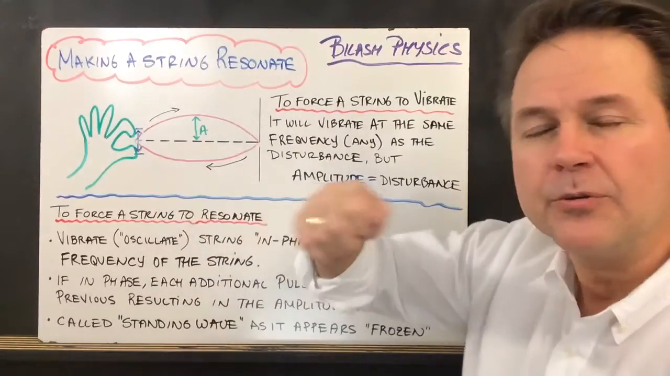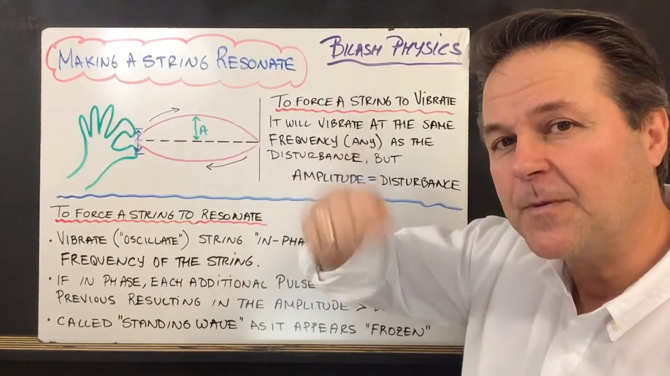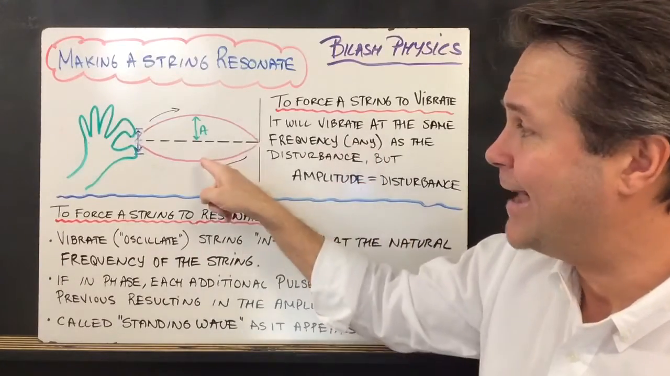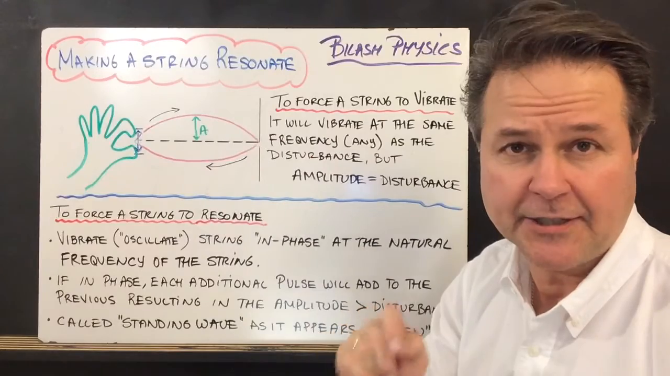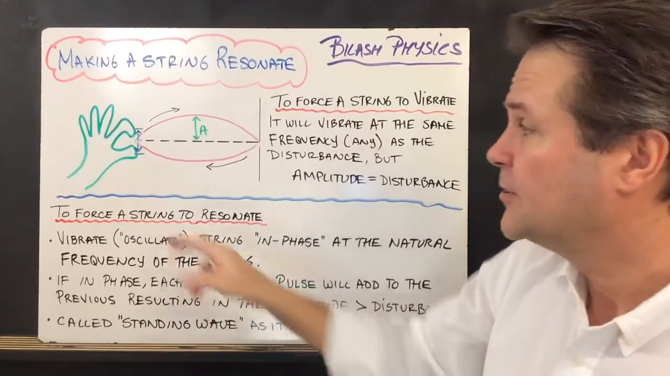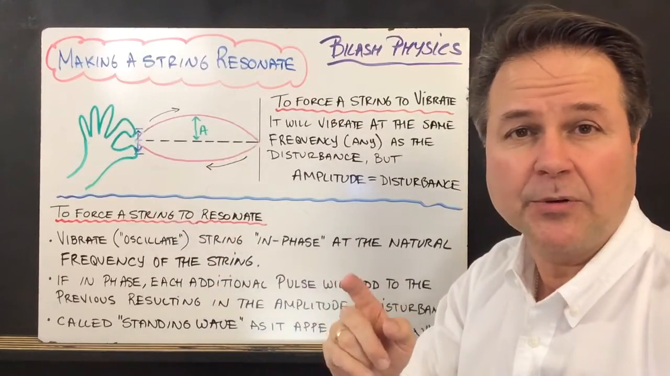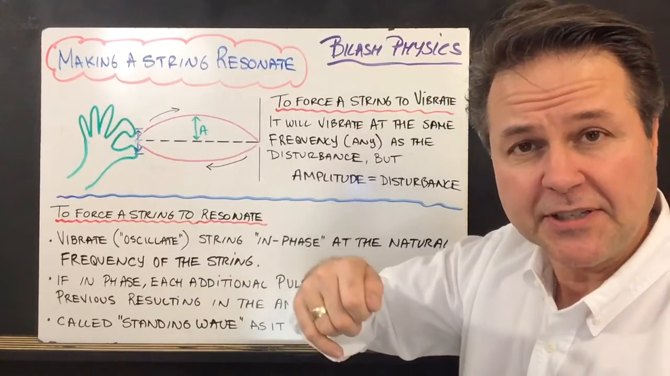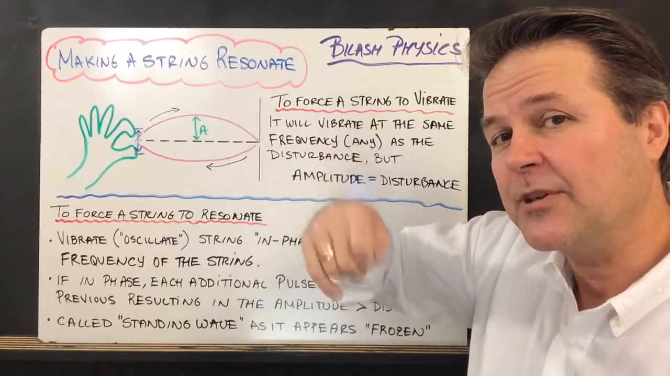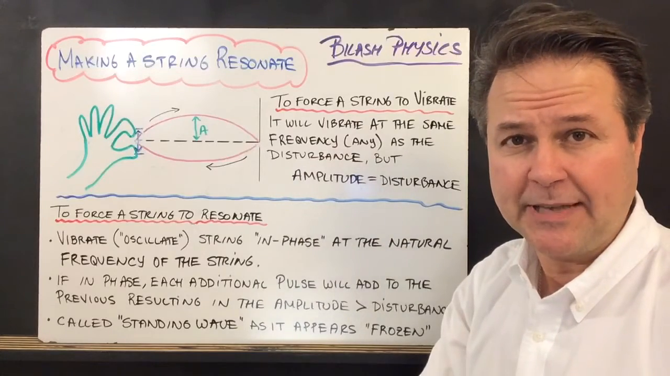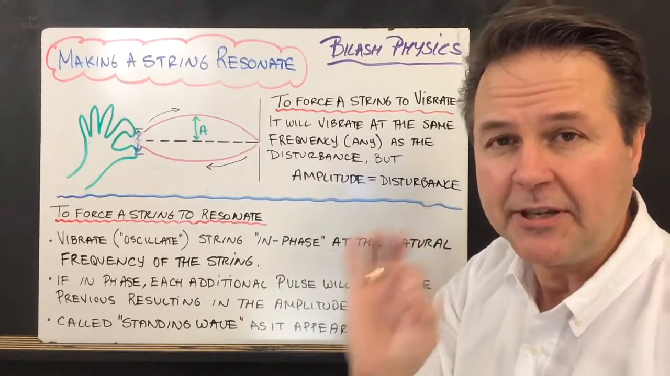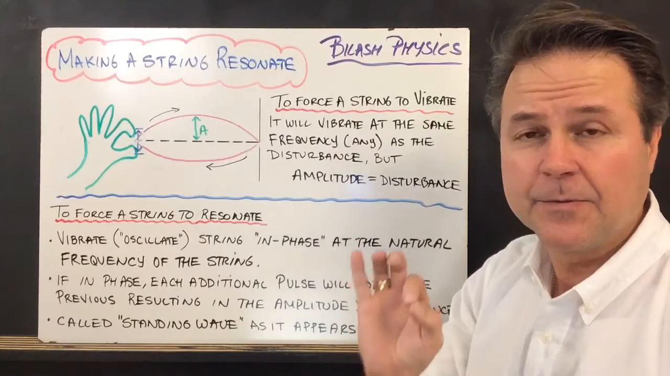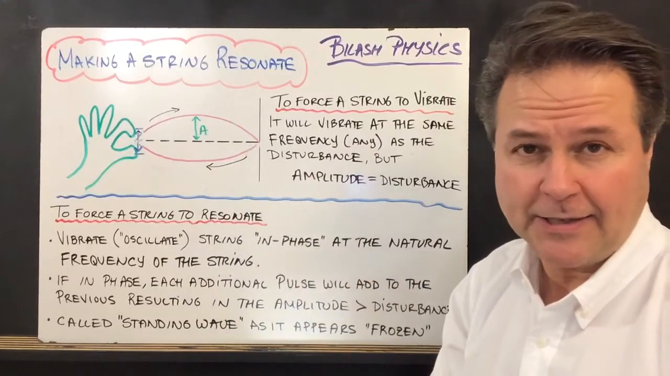Well, what you have to do is you need to match the flicking of your hand to the natural frequency of that skipping rope or string. So if the natural frequency of that skipping rope happens to be 6 hertz, or 6 vibrations a second, that's the speed at which I'm going to have to vibrate my hand up and down. I have to force a very specific frequency to make that resonate.